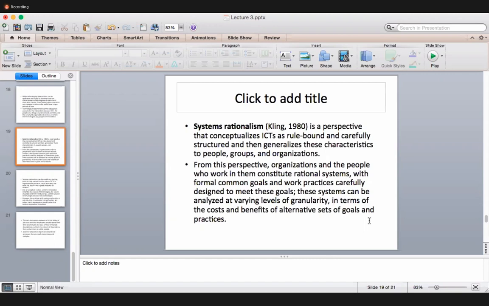What I've put here could be complex, but what I've explained previously, I think it's clear. Therefore, from this perspective, organizations and the people who work in them constitute rational systems with formal common goals and work practices carefully designed to meet these goals. These systems can be analyzed at varying levels, and then you can clearly weigh the cost and benefit of alternatives and set good goals and good practices. From rational system thinking, you are able to understand that the system you are going to come up with is based on system rules.